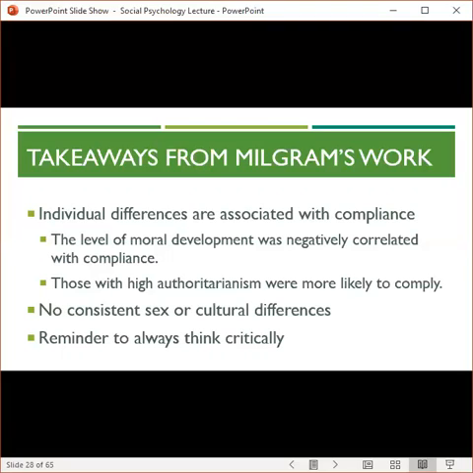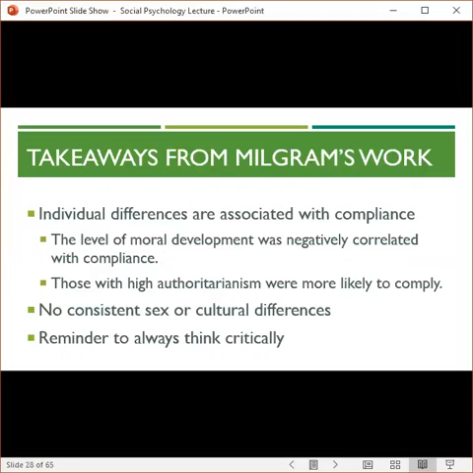Those with high authoritarianism, or rigidness and strictness to follow authority, were also more likely to comply. So, not surprisingly, someone who favors strict obedience to authority of the government at the expense of personal freedom would be more likely to comply. There were no consistent sex or cultural differences found to be associated with levels of obedience.